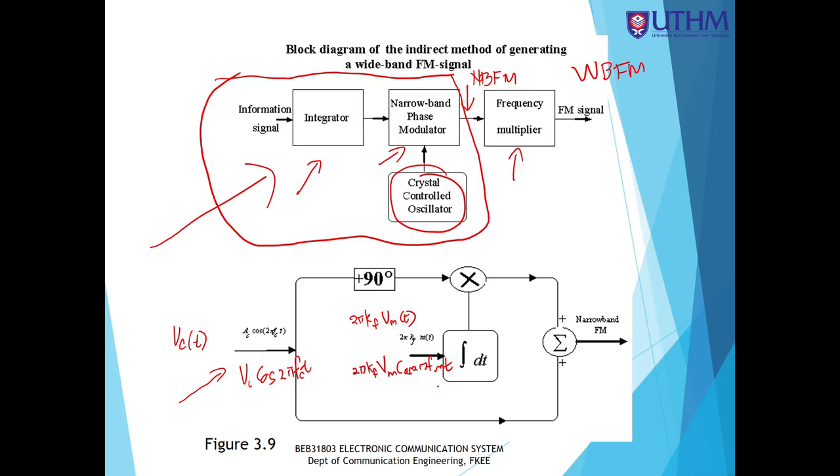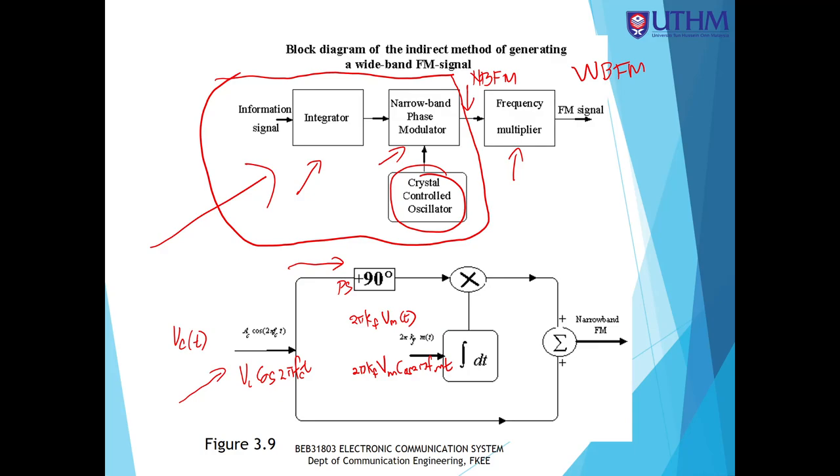So this input modulating signal is passed to the integrator. Okay, so we will do the integration process for this input. While the carrier is passed to the phase shifter, PS. The phase shifter will shift the phase by about 90 degrees. So remember, if you do the 90 degree phase shift for cosine, it will produce a sine function. Okay, so remember that this is trigonometry. The difference between sine and cosine is about 90 degrees.